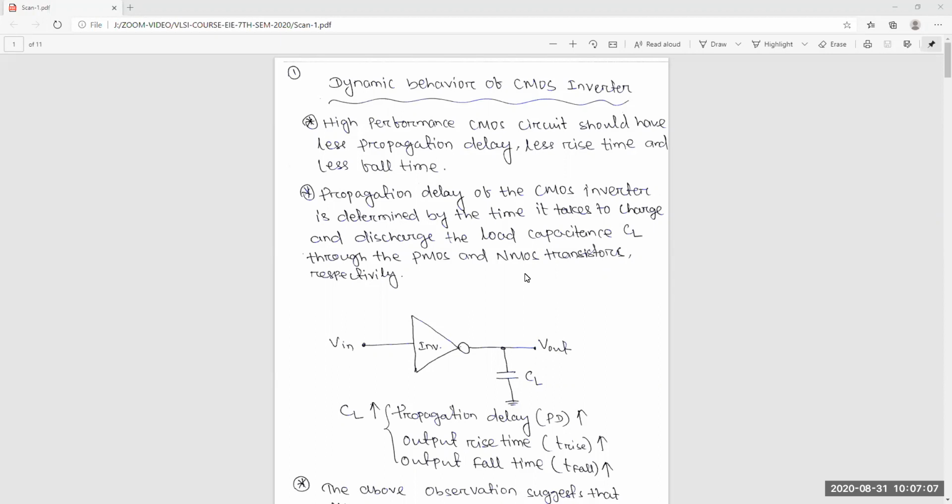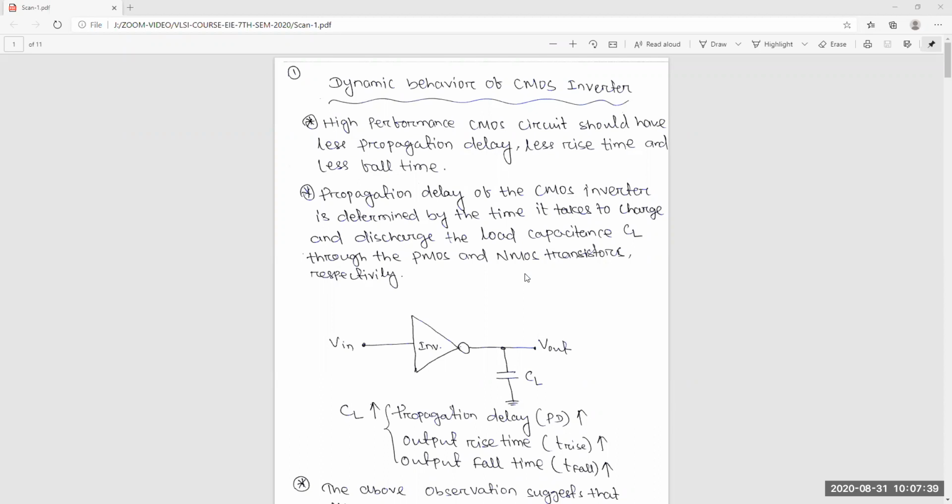At the output, suppose initially it is 0. Suddenly it will rise from 0 to 1, that is, from 0 to VDD. How much time will it take to reach the high voltage? That is the rise time. Generally, we define the rise time from 10% to 90% of the output voltage, that is, the supply voltage. The time it takes is the rise time.